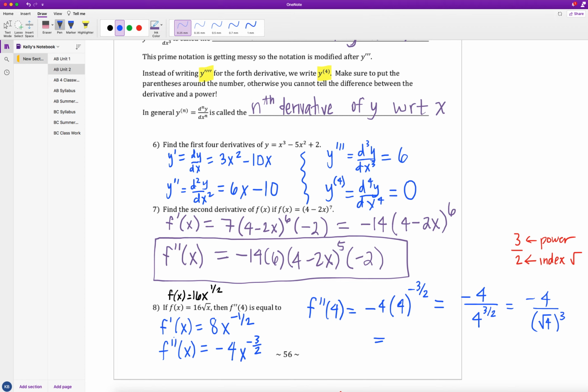Now that's definitely nicer to look at. I can simplify it down. The square root of 4 is 2. So I end up with negative 4 over 2 to still the 3rd power. Then 2 to the 3rd is going to be 8. And negative 4 over 8 will give us negative 1/2.